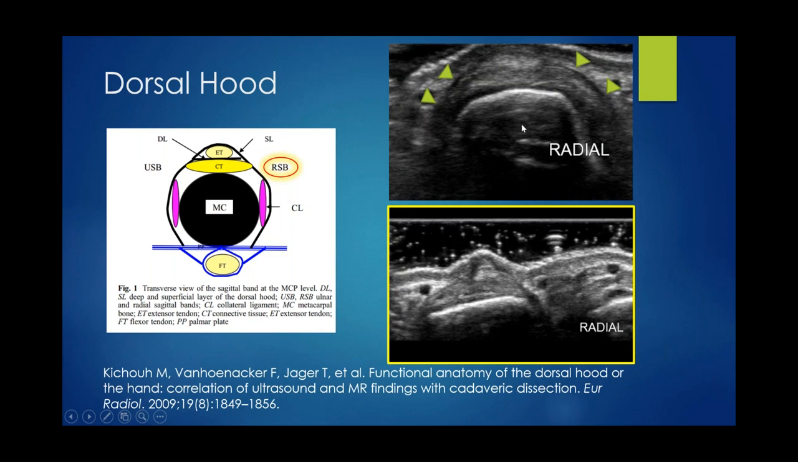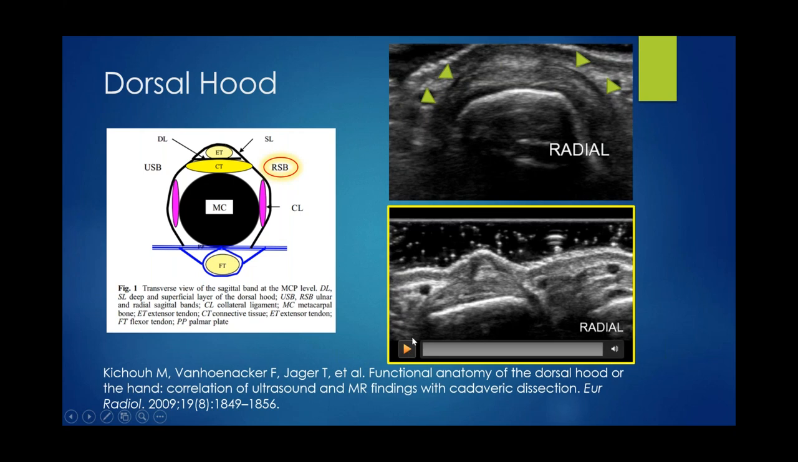Here's the sonographic image of that area. Again, you have the extensor tendon, the connective tissue here, and then the underlying metacarpal. This relatively hypoechoic structure here is the ulnar sagittal band. Over here is the radial sagittal band. You'd be looking for injury along this region with migration of the extensor tendon in an ulnar direction if this was injured. This can be assessed dynamically.